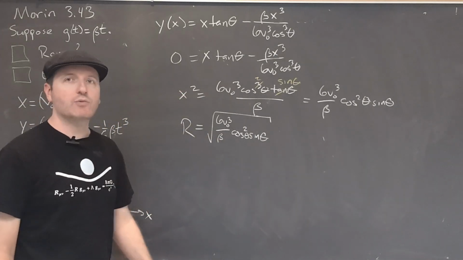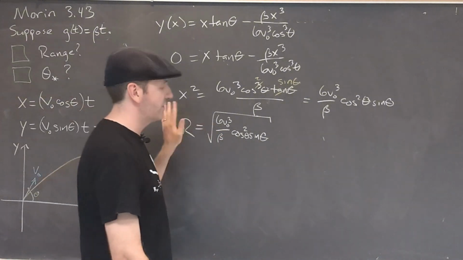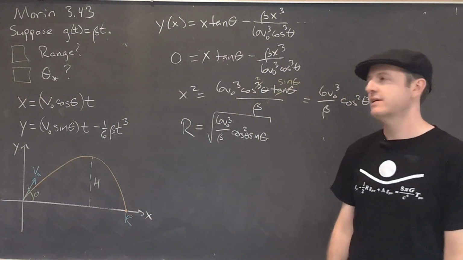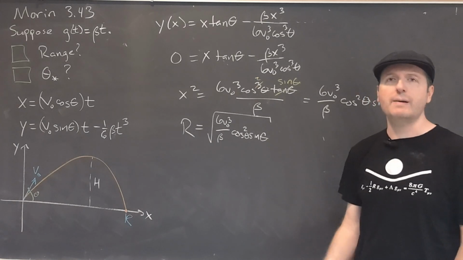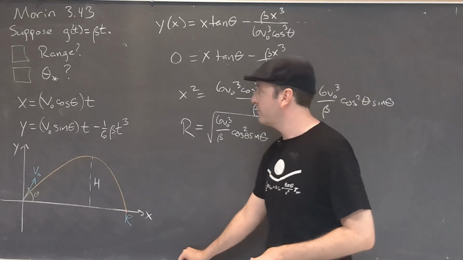Okay, so there's our range equation. It gives us the range as a function of theta. It is messy. It's under a root. There's some weird dependence on these parameters. The units of beta are kind of strange, but that's what we have. So we got our first bit, the range equation.